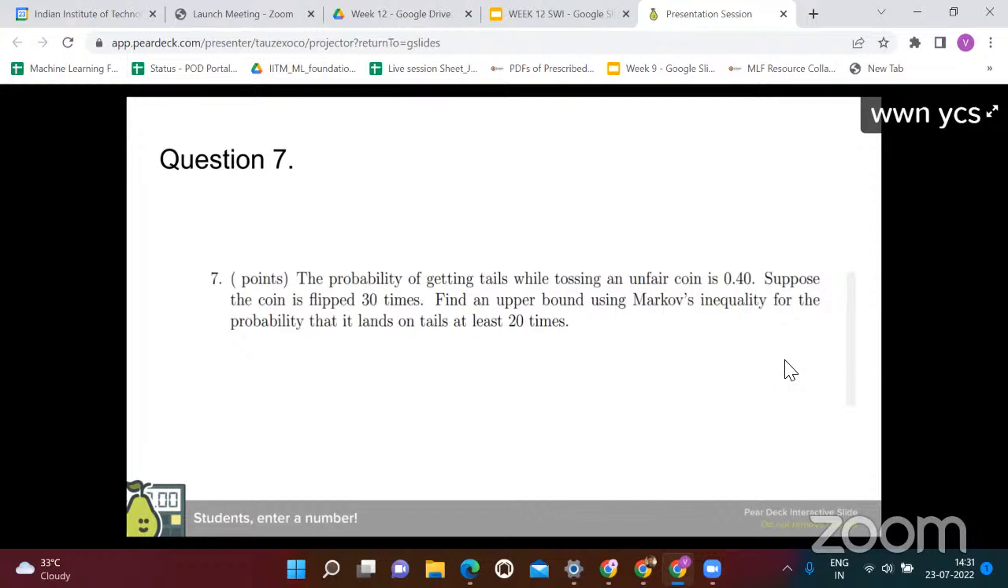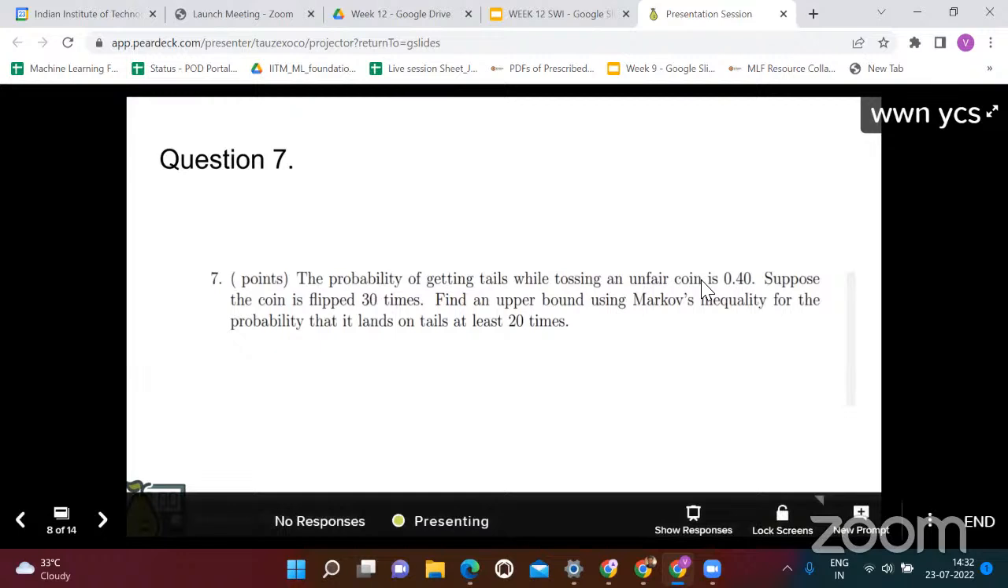Okay. So you need to calculate the probability such that the number of times landing tail should be greater than or equal to 20, right? Because written here is at least 20. So you need to calculate for greater than or equal to 20. This is also pretty simple. Do not take more than 45 seconds to solve this.